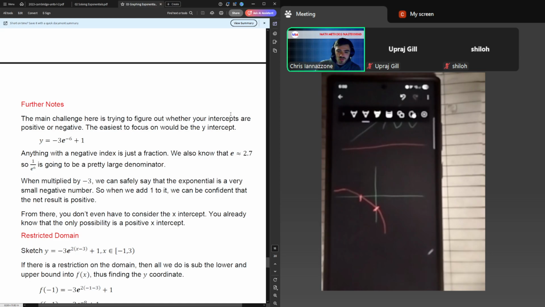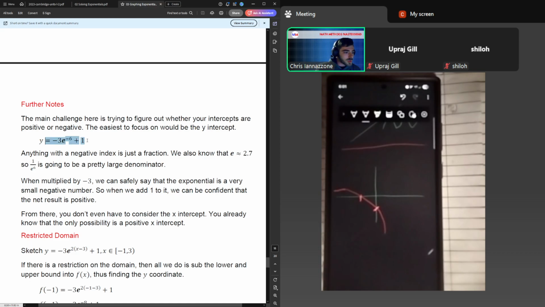You should know at least roughly what e is going to be. Even if you just say e is 3, like the math meme that goes around, that's also fine. You don't need to be that granular with it. So 1 over e to the 6 is going to be a pretty big denominator. So when you multiply that by -3, it just means that suddenly you have a very small negative number. So when you add 1 to that, it's still going to be a slightly positive result.